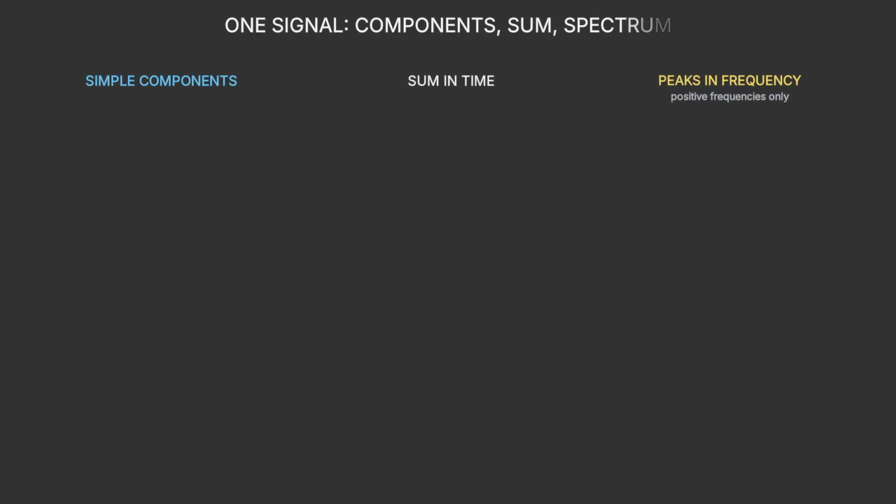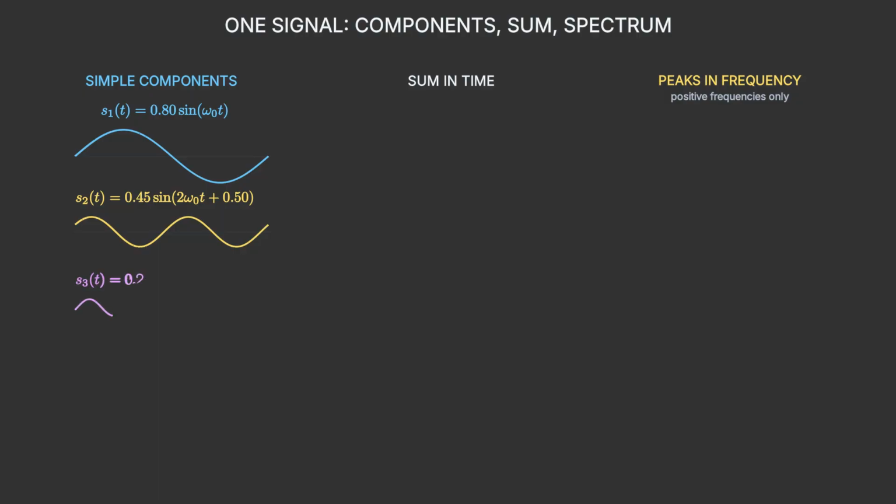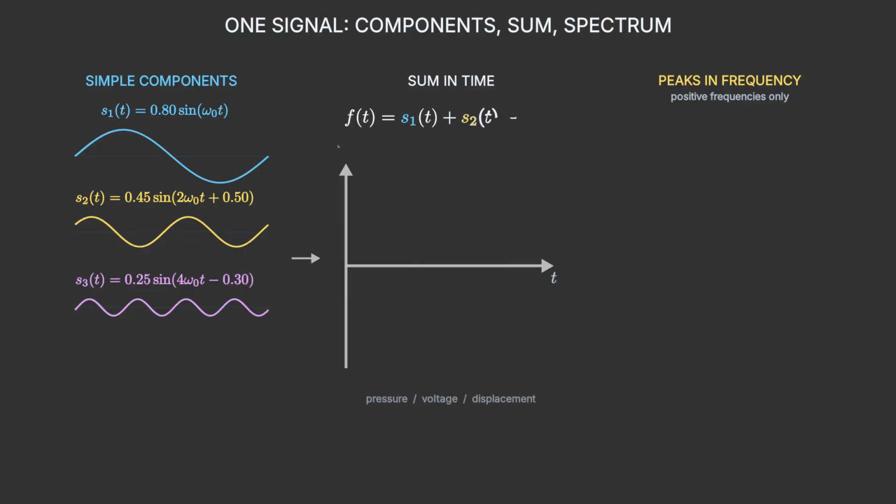A time domain measurement may be pressure, voltage, or displacement. Now let algebra and picture match exactly. On the left, S1 is 0.8 sin(ω0 t). S2 is 0.45 sin(2ω0 t + 0.5), and S3 is 0.25 sin(4ω0 t - 0.3). Each term draws one colored wave. Add their values at the same time, f = S1 + S2 + S3, producing the middle trace.